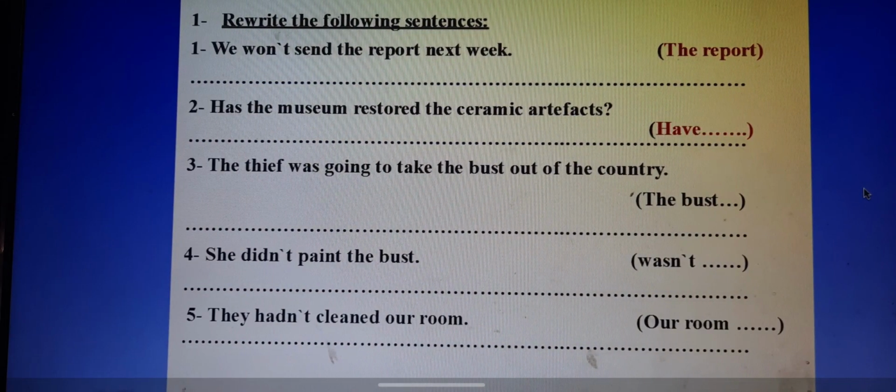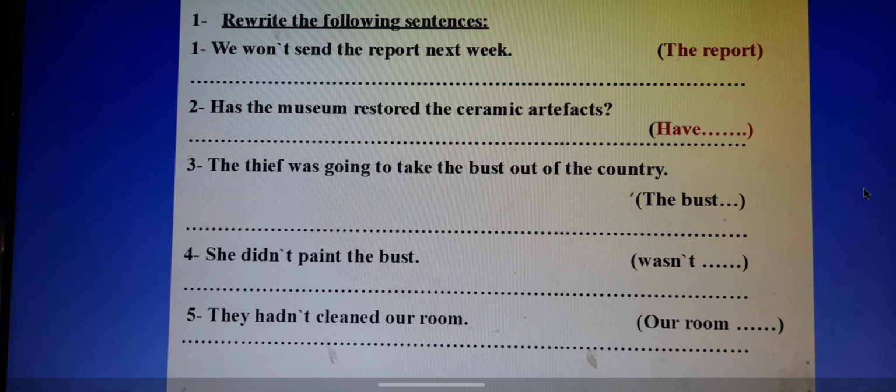Now let's practice, my dear students. Number 1, we won't send the report next week. Begin with the report. So the sentence will be: The report won't be sent next week by us. Has the museum restored the ceramic artifact? Have the ceramic artifacts been restored by the museum?